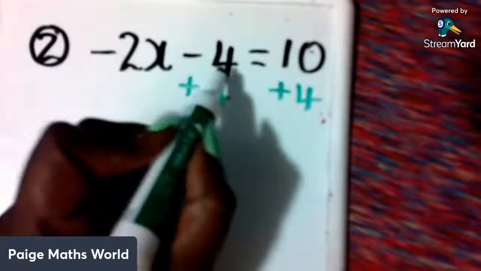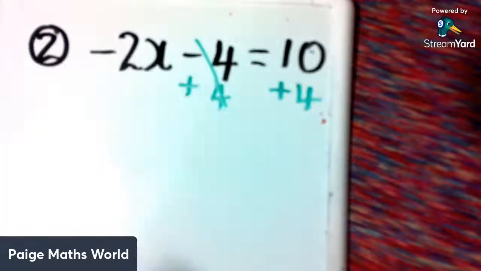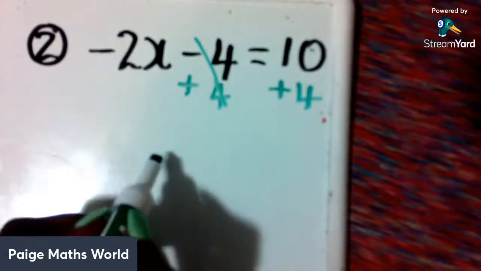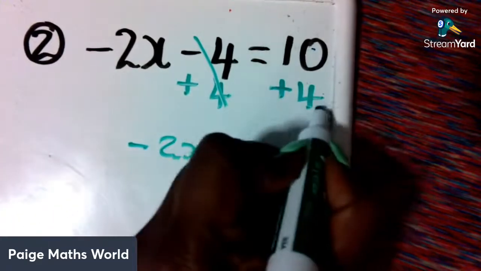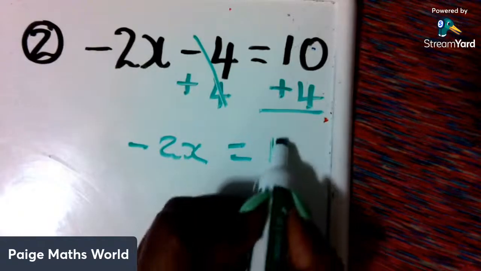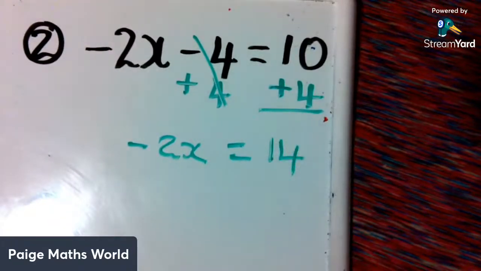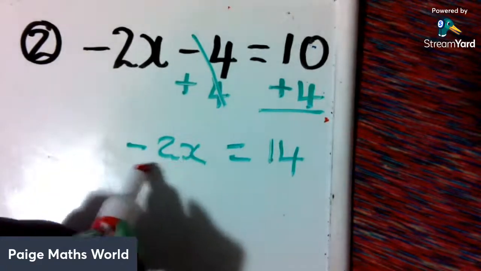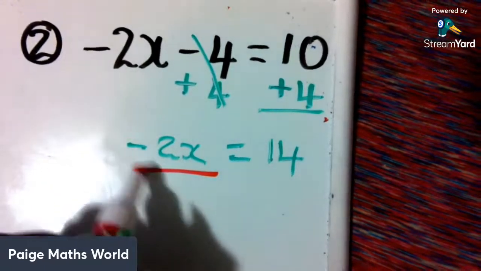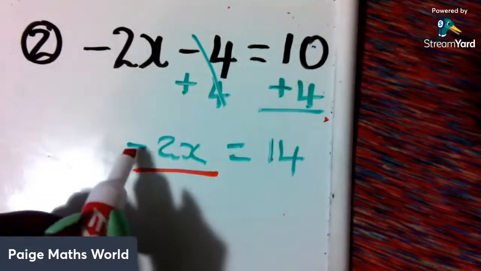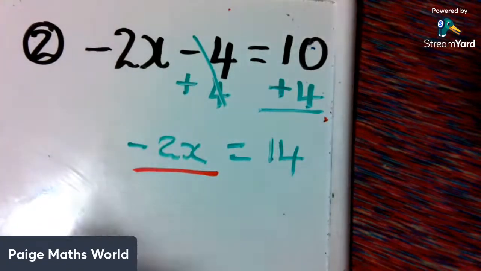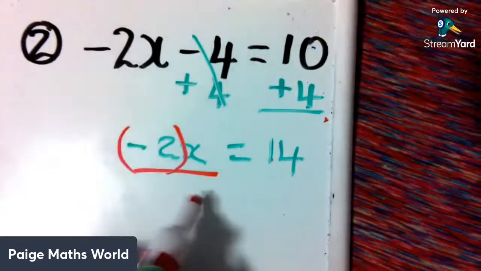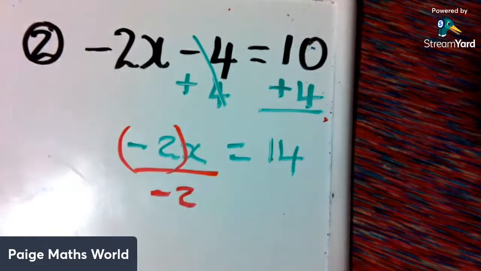And so -4 plus 4, that's gone, and we have -2x remaining. That's equal to 10 plus 4, which gives us 14. And so we need x now by itself. We need to get rid of -2x, not just the 2. Remember, you're taking the negative over as well. So we're trying to divide by the entire part of it. So we're going to divide by -2.